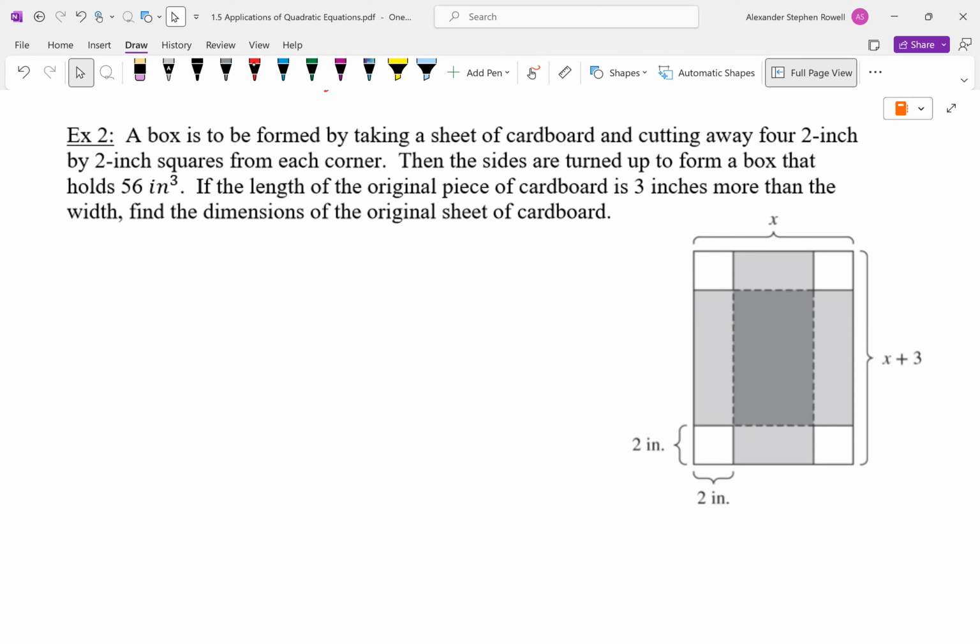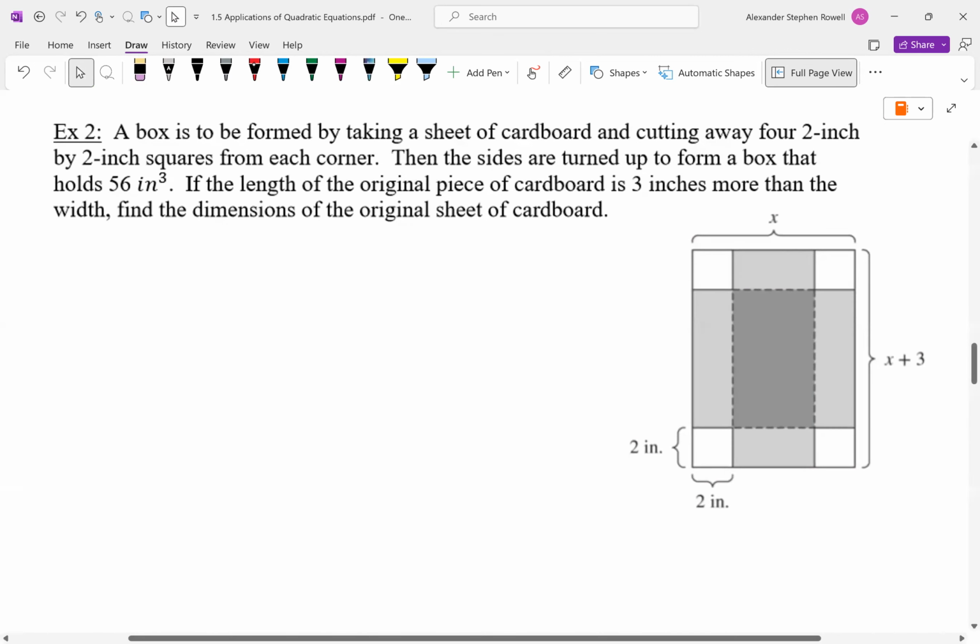So it would be a good idea to be able to translate that to this diagram. So each of these squares is 2 by 2. 2 inches by 2 inches. It said our sheet of paper is x inches by x plus 3 inches. Okay, and so my equation relating these is for what? Is it area? Volume, yeah. So cubic is volume.